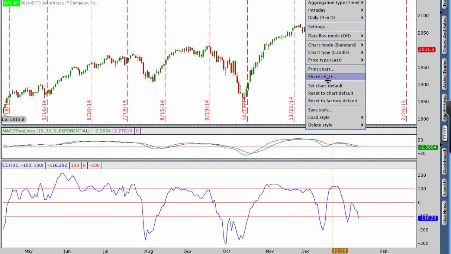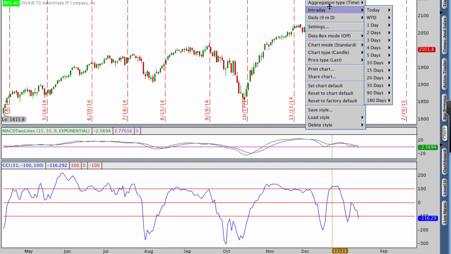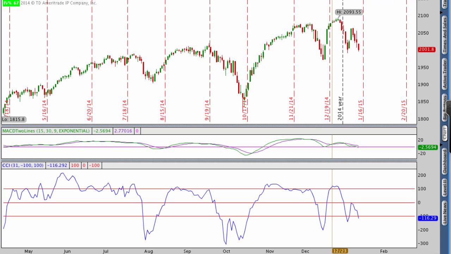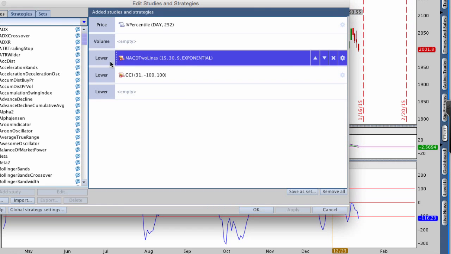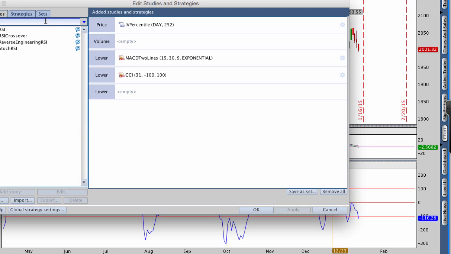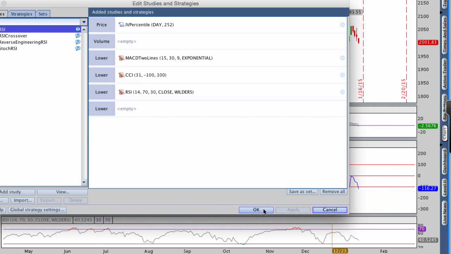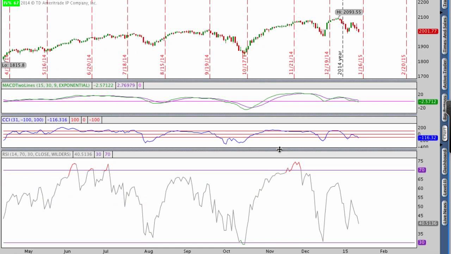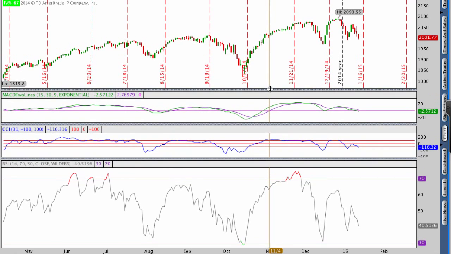All right, let's add one more to the charts here. So let's go here, go to studies, and we're going to go to edit studies, and we're going to add RSI. And we're going to add RSI right to the chart. So we can just leave RSI exactly as it is. And now we have RSI down below. So I'm just going to try to minimize these two here so you can see RSI down below.